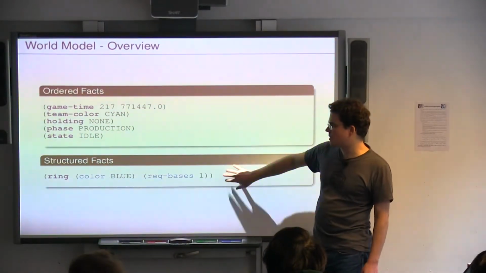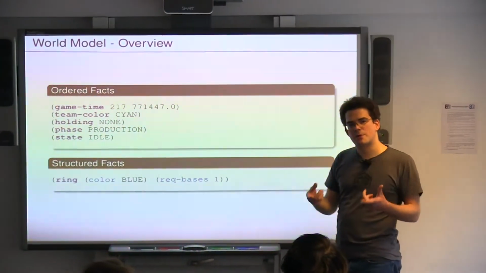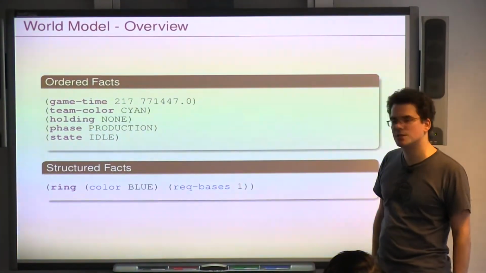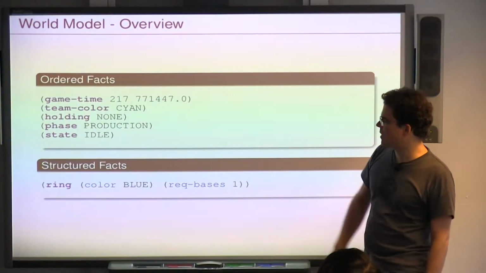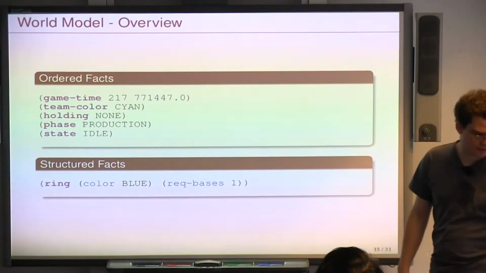And this is an example for a structured fact. This is a ring. Because the required bases for the rings are randomized for each game, we have to keep the rings in our fact base as well. And we know in this fact that it's a blue ring and we need one base for the blue ring.